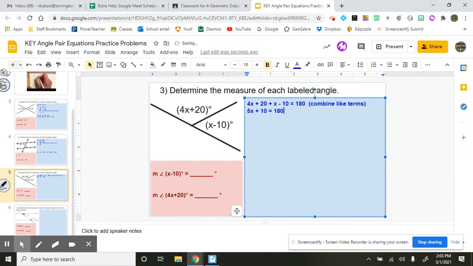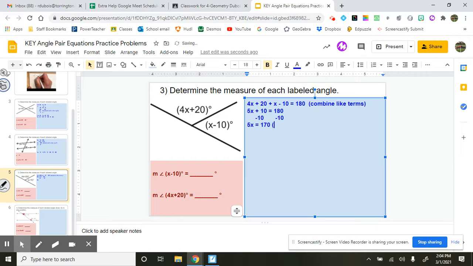So now we have to get x by itself. We want to isolate that variable. So we have to undo everything that's happening to x. So we're going to go in reverse order of operations, reverse PEMDAS. So right now, the fact that x has 10 added to it, to get rid of that, we have to do the opposite. So the opposite of adding 10, subtract 10 from both sides. This now becomes 5x, that's the only thing remaining on the left side, equals 170.